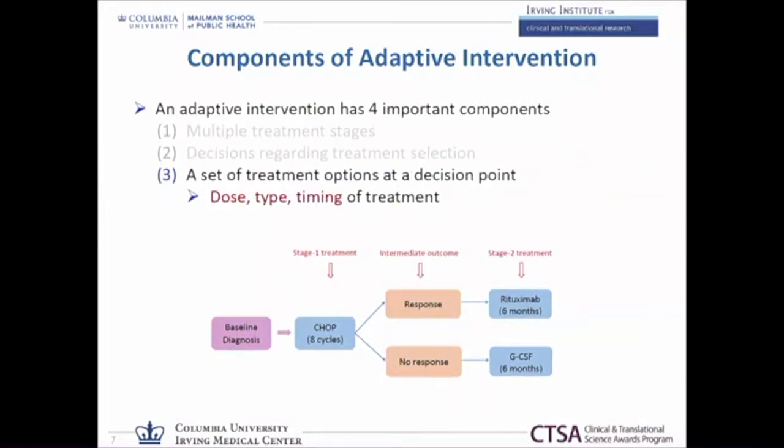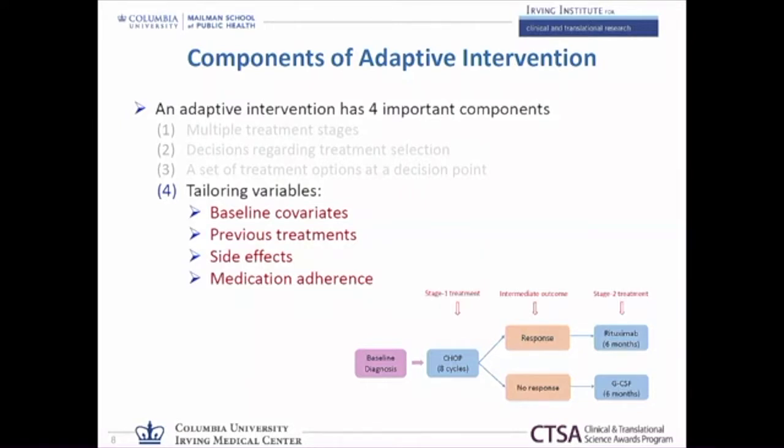Third, an adaptive intervention has a set of treatment options at a decision-making point. So we can choose different treatments based on patients' different clinical information. This option can be the dose, type, or timing of medication given to the patient. If there's only one treatment option, then differentiation based on different clinical conditions is not meaningful in an adaptive intervention.